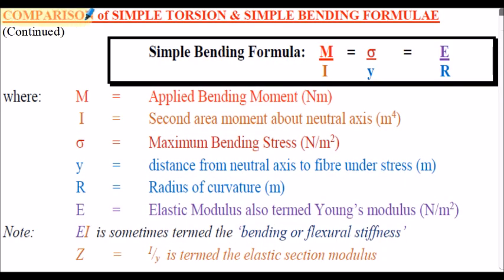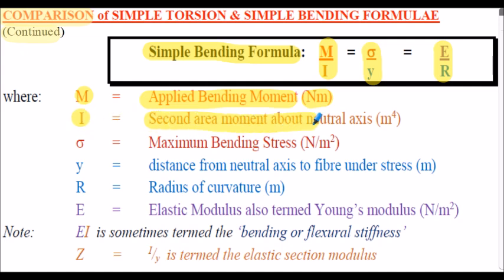Our comparison continued here. This is now the simple bending formula we reviewed in a previous presentation. The M upon I is equal to the stress upon Y is equal to the E upon R, where M is the maximum applied bending moment, Newton meters. I is the second moment of area about the neutral axis, meters to the 4. The lowercase sigma is the maximum bending stress, newtons per meter squared. Y is the distance from the neutral axis to the fibre under stress, in meters, usually the maximum fibre, maximum distance.